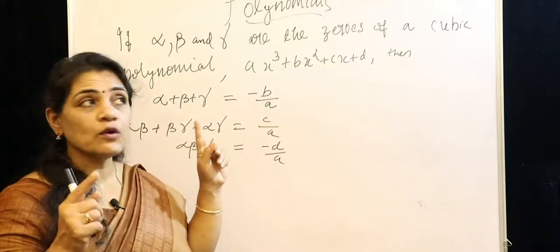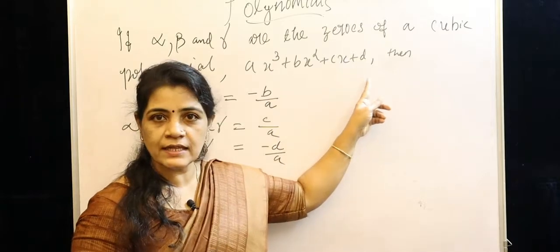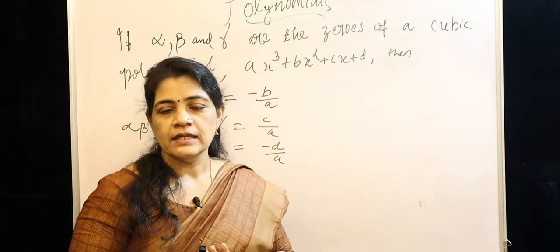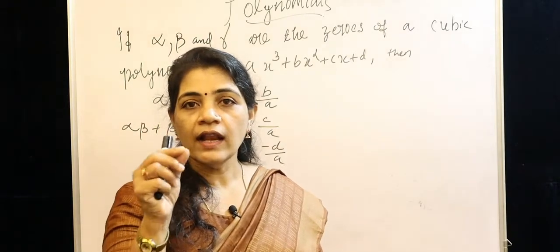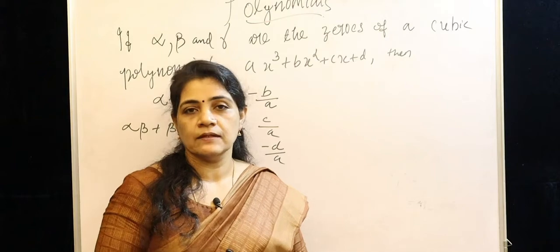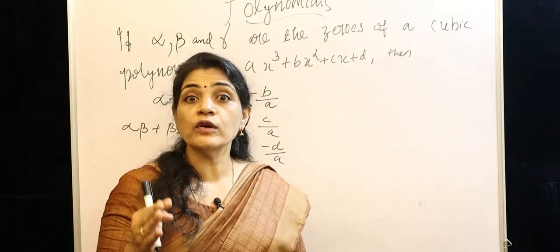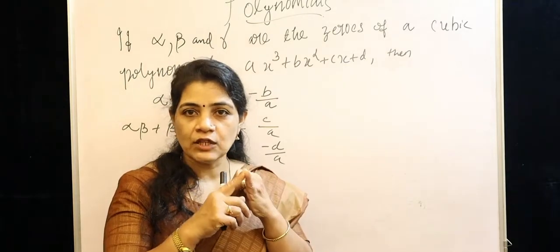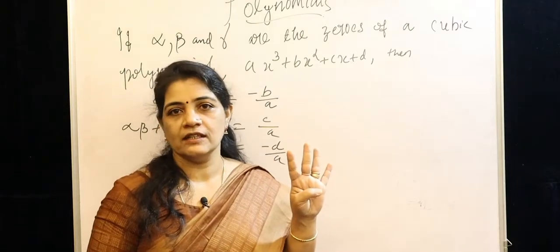see, in ax cube plus bx square plus cx plus d, here we will have 4 terms. Children, a polynomial of degree n will have n plus 1 terms. Being cubic, its degree is 3, so it will have 4 terms, 3 plus 1 terms. So there should be an x cube term, an x square term, an x term, then comes the constant term.